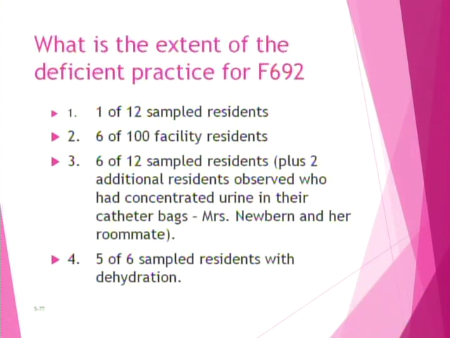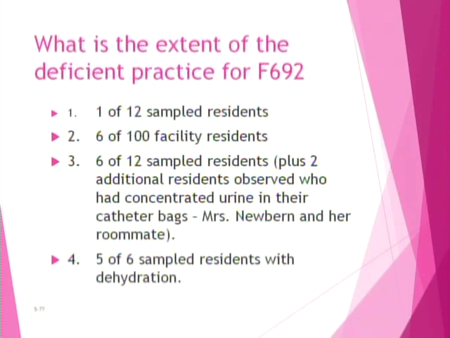What is the extent of the deficient practice for F692? Take a look at those. All right, if you pick 3, that's correct. 6 of 12 sample residents plus 2 additional residents observed who had concentrated urine in their catheter bags. This Newbern and her roommate. So this would be the extent. It wouldn't be 1. It wouldn't be 6 of 100. It wouldn't be 5 of 6. So it's 6 of 12 sample residents is the way we perceive that.